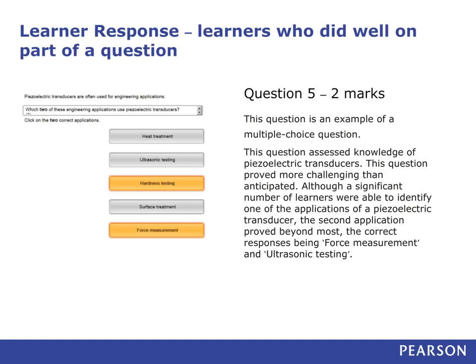Question 5. The majority of learners answered part of this question accurately. This is a straightforward multiple-choice question, requiring learners to identify two applications of piezoelectric transducers. This is from topic B1 in the specification and anticipates learners having knowledge of the applications of a variety of smart materials. Many learners were able to identify one application, however, the second seemed more challenging, suggesting they have a limited knowledge of how and where piezoelectric transducers are used.